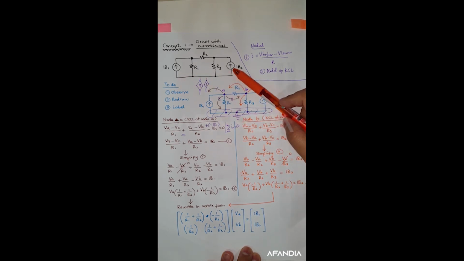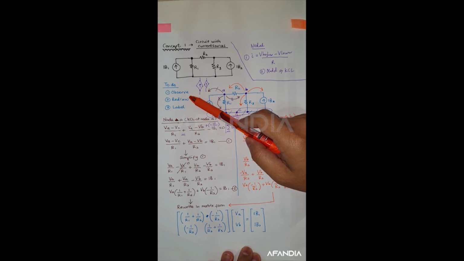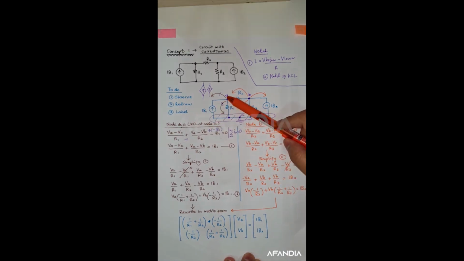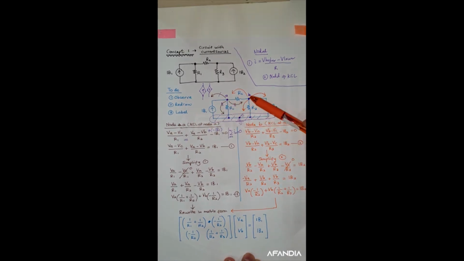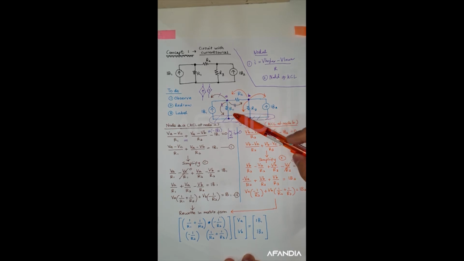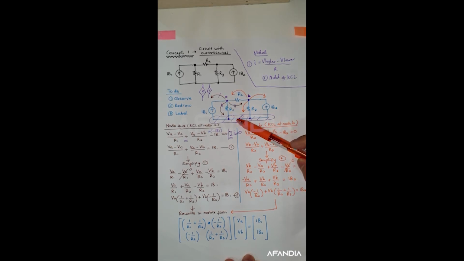And I believe we still remember that what we need to do is, firstly, we need to observe. Secondly, we need to redraw. And then we need to label the circuit, for example, with node A, node B, the current flow from each node, as well as their ground.